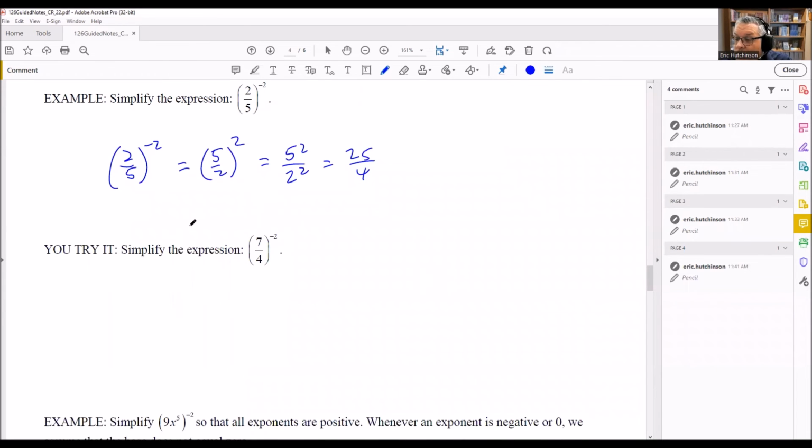Okay, so 7/4. Again, this is a fraction that we're going to use the same rule again that we talked about. I want to change this to a positive, which means I want to flip the fraction inside. And that is to make this outside number positive. Then you just square the top and the bottom. So we get 16/49. And that would be your final answer.